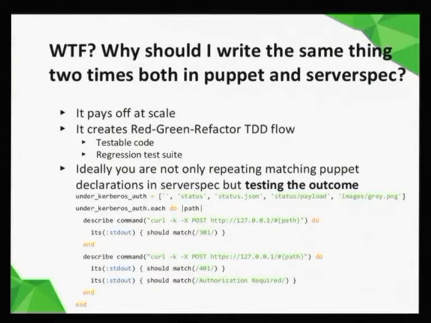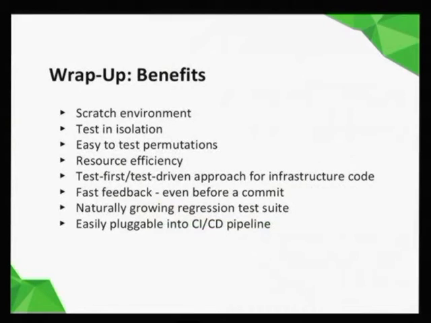So in this example, we are testing the actual provided endpoints locally. Meanwhile, we have a pretty good smoke test that will assure that everything is configured properly, Kerberos for HTTPD in this case. Yes, it's Serverspec plus a bit of Ruby, but really basic, so I don't think it can be a blocker for anybody. So, wrap-up thoughts, benefits: scratch environment. Testing from scratch is really important from a quality perspective. Isolation: being able to test everything in Docker even before it gets to any kind of real machine.